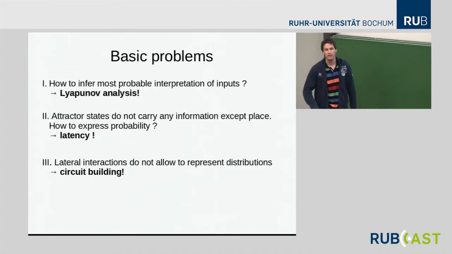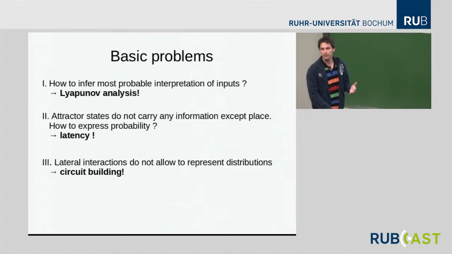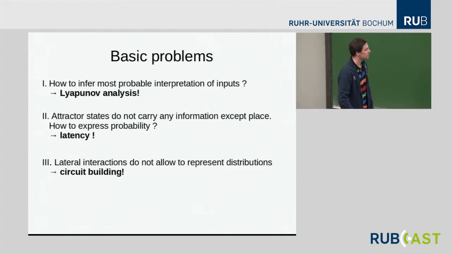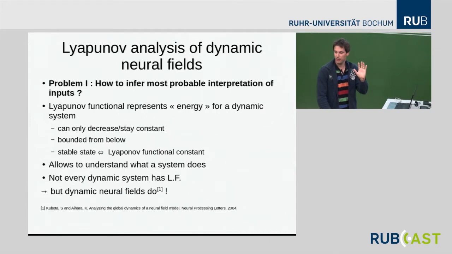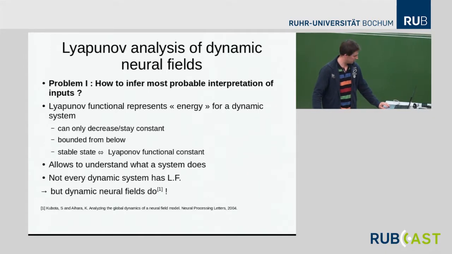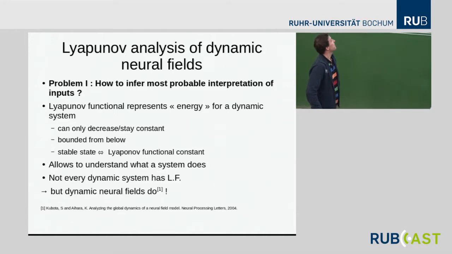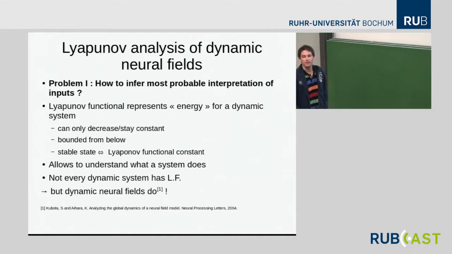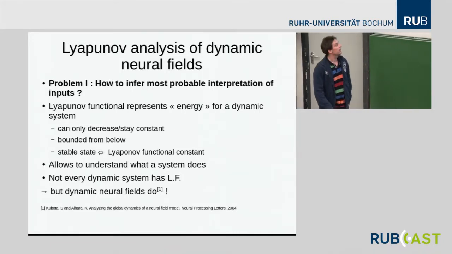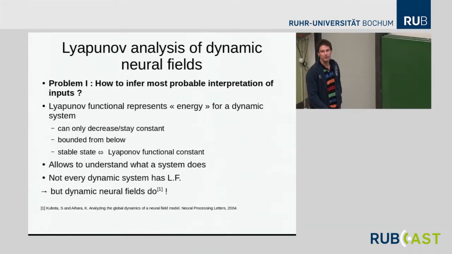So I'm going to try to elucidate some ways to get around this and still represent all these things with neural fields. Please interrupt me at any time. We have a lot of time, so I can explain on the fly if it's necessary. So first of all, is there an inference mechanism? I'm going to say yes, but for this I'm going to take a small detour.